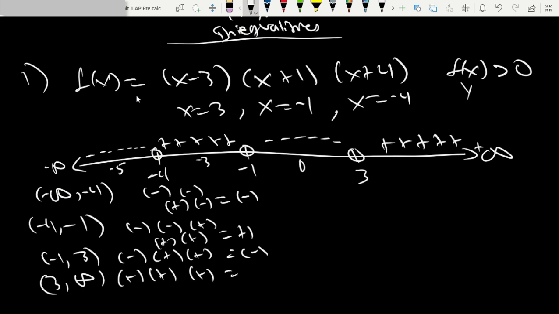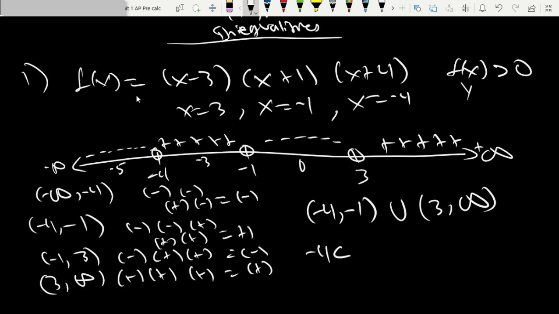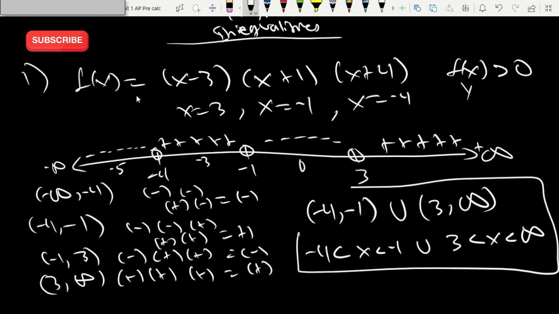You can choose multiple intervals, by the way. In which of these intervals are the y values greater than 0, or positive? Well, from -4 to -1, union, you always use union, 3 to infinity. You can also write this as -4 < x < -1, union 3 < x < infinity. That's how you write these things. So that's the answer to the problem.